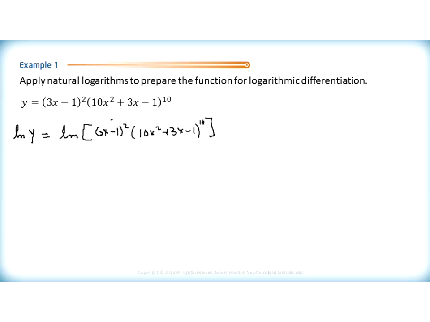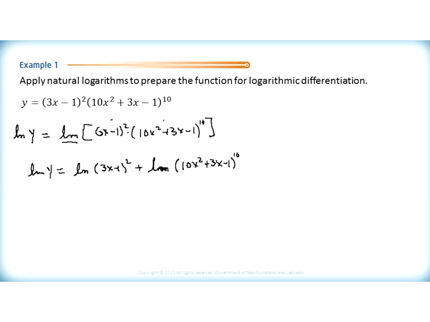First things first, this is a product, and I know that a logarithm of a product can be torn apart. So I still got ln y on the left, and on the right I can tear that apart to be separate logarithms. Ln of 3x minus 1 squared, and if it's a product, that becomes the sum of two separate logs, plus the ln of 10x squared plus 3x minus 1 to the power of 10.